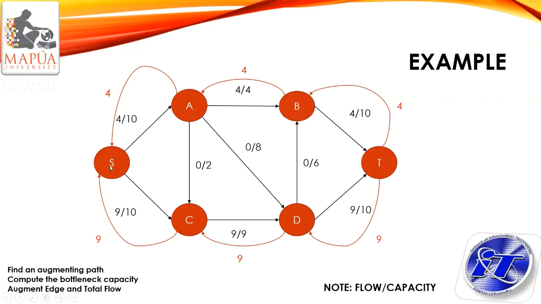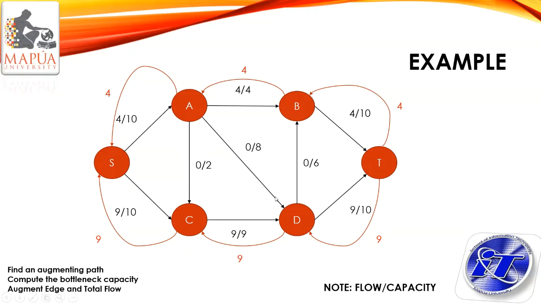Okay, so let's consider S to A. So we still have 6 unused. So let's look for a path. We have two options from A: going to C or going to D. So let's check. If I'm going to go to C, is there a path going to T? Definitely none, since again, C and D is already used. Capacity full. So we cannot transfer any data from A to C. So therefore, don't choose this.